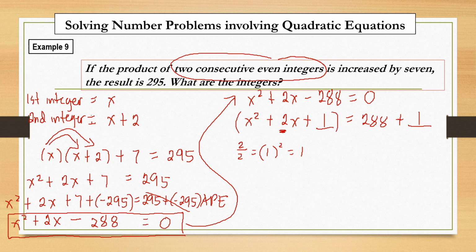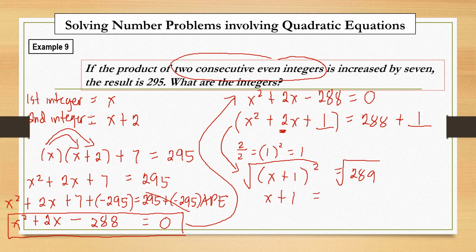The left side of the equation now is a perfect square trinomial which can be expressed as a square of a binomial. So this is x plus 1 raised to the second power is equal to 288 plus 1 is equal to 289. Now let us extract the square root. Solve by extracting square root. So this now will become x plus 1 is equal to the square root of 289 is positive negative 17.